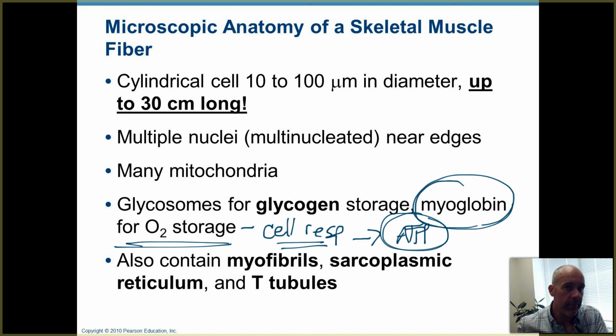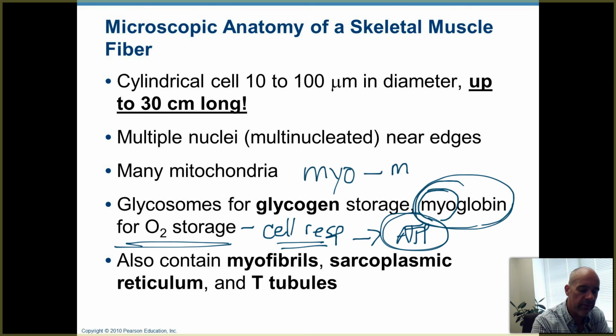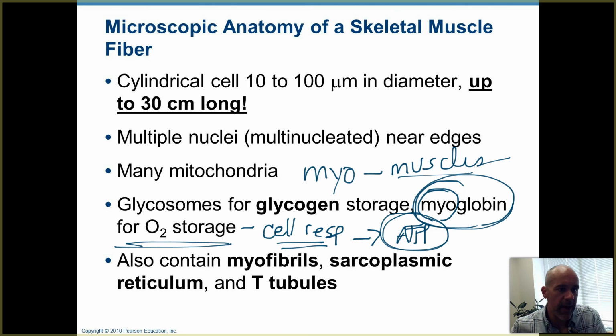Myoglobin is related to hemoglobin. That's a protein in your red blood cells that binds oxygen gas and transports that around your body. So if you've heard of hemoglobin before, myoglobin is related to hemoglobin. Myo, by the way, that prefix, tends to refer to muscles. So when you see that, myo often refers to that.